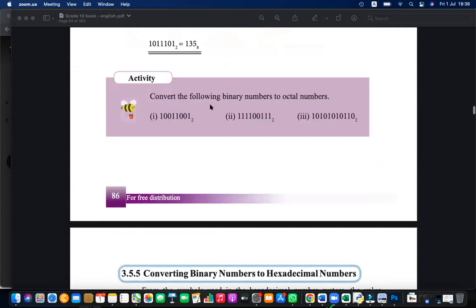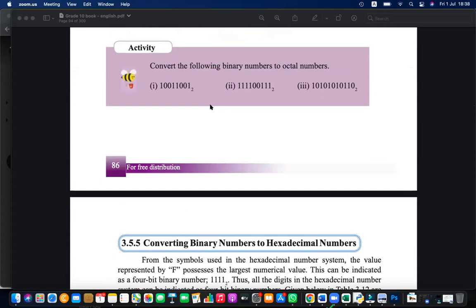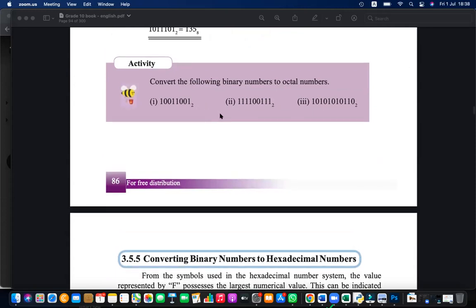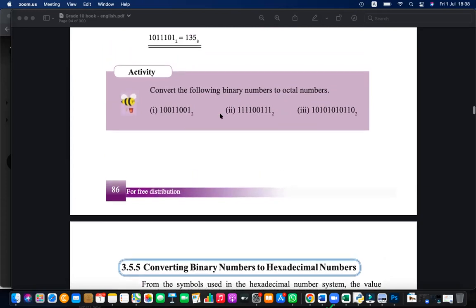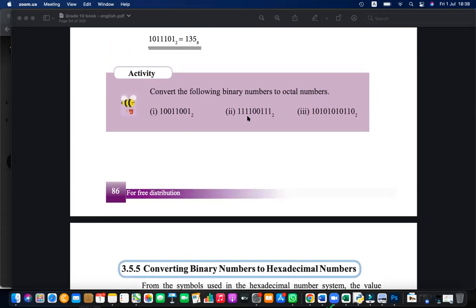So likewise, you have to convert these numbers. So shall we do this quickly? Otherwise, it's boring. Do this activity. This is very easy. Send me the answers in the chat, please.